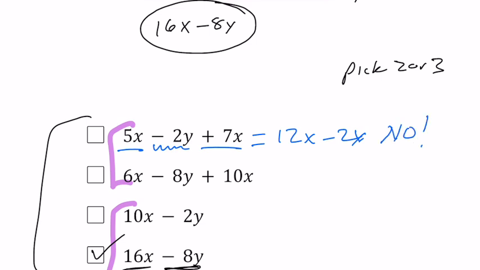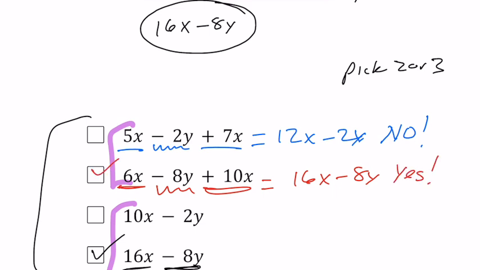Let's do the next one. X's with X's, Y's with Y's. So 6 plus 10 is 16X minus 8Y. Is that the same? Yes. So that one works. Then I do the last one. I got 10X minus 2Y. Are those the same? No.